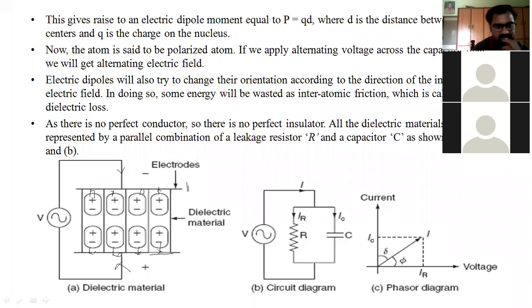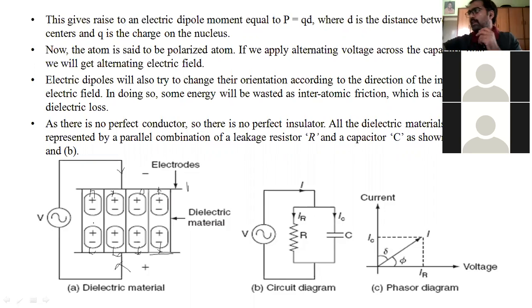There is some disadvantage here. Due to this process, some energy is going to be wasted. Some energy is going to be wasted due to this interatomic friction. Whatever waste happens due to this interatomic friction while passing the high voltage and this electric field, that loss is nothing but dielectric loss.